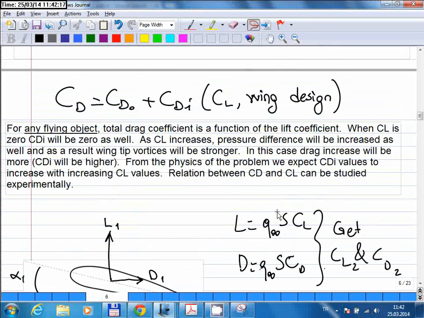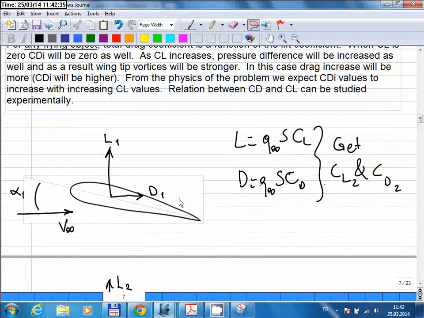Okay, so as I was saying, for a three-dimensional wing, there is a relation between the lift and drag forces, and that's because when you have more lift, there will be more wingtip vortices, and that means there will be more drag force. And to see this experimentally, you can take a wing and put it in a wind tunnel, then measure its lift and drag forces as follows.